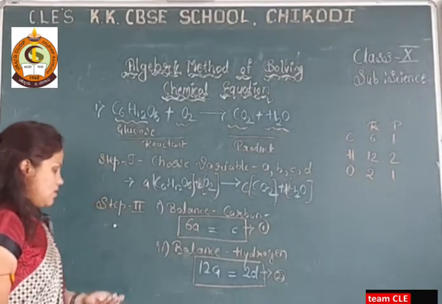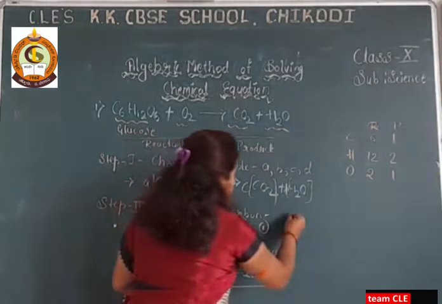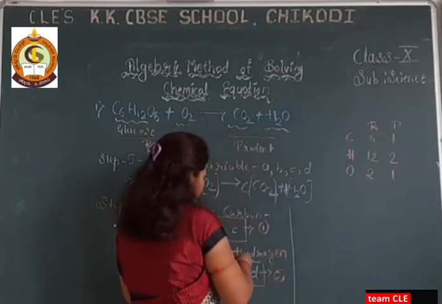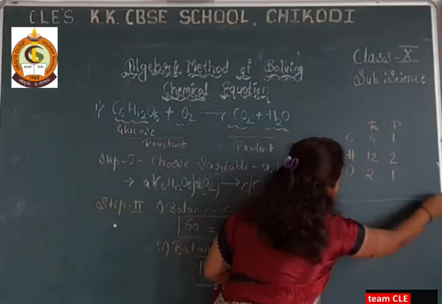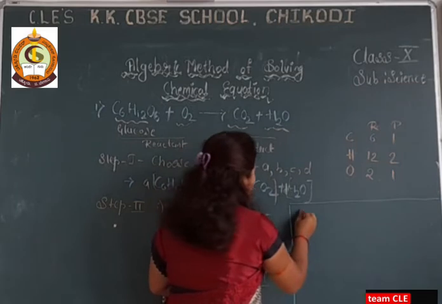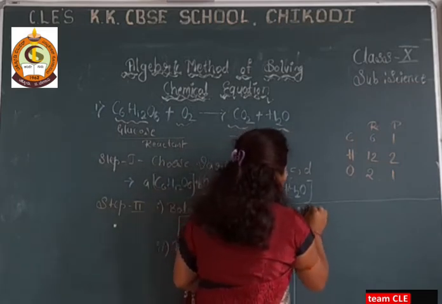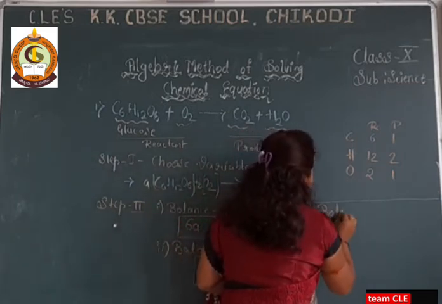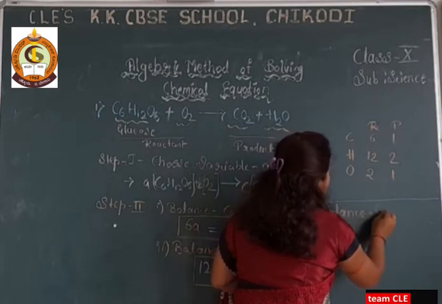This is your second algebraic equation. Now go for the oxygen. In the third step, balance oxygen.